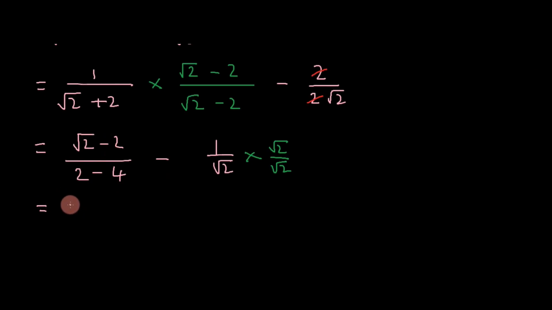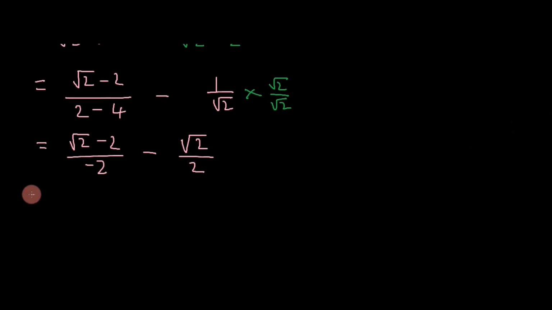So in the first term we're left with root 2 minus 2 all over negative 2. And in the second term we have 1 times root 2, which is root 2, over root 2 times root 2, which is 2. We can simplify further. We can divide the negative into the numerator here, and we get 2 minus root 2 over 2. So we switch around the terms, and we still have minus root 2 over 2.